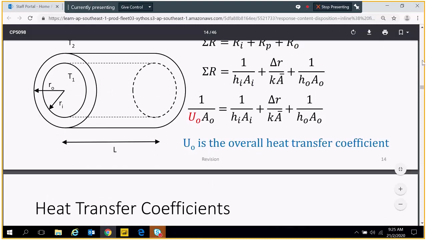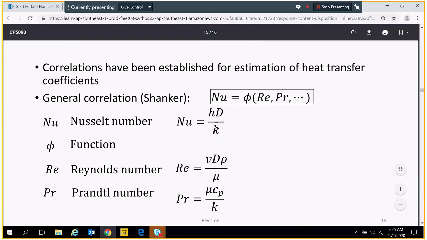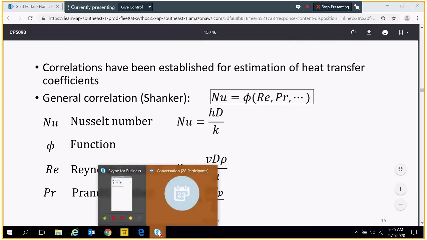Whereas this k here is the thermal conductivity of the carbon steel. This k here is the thermal conductivity of the steam, of the water and so on.